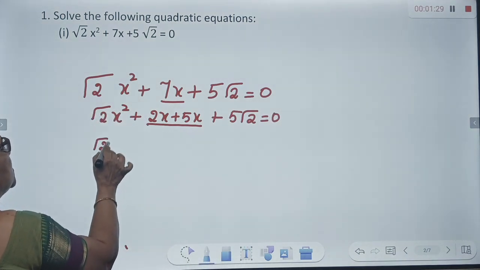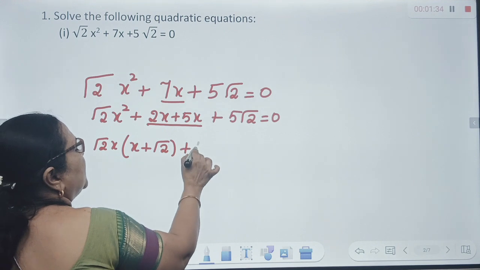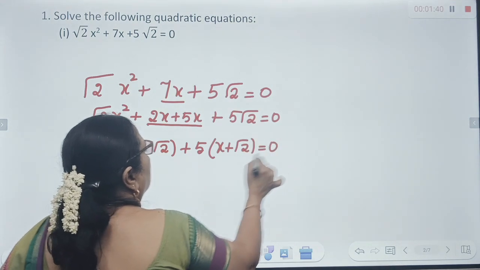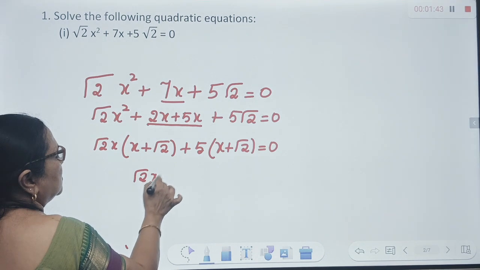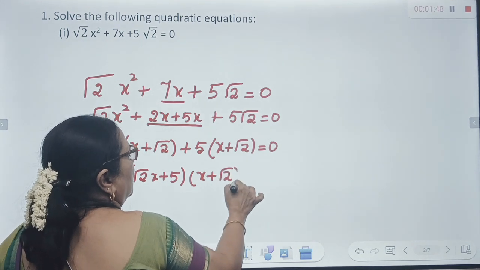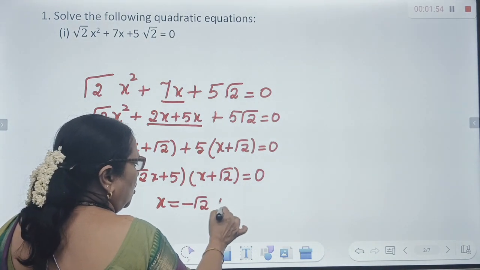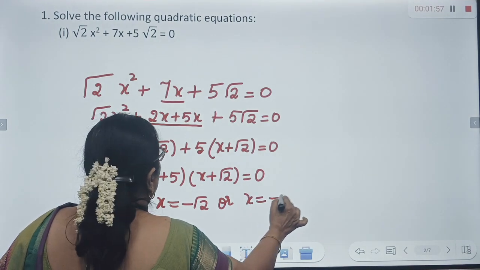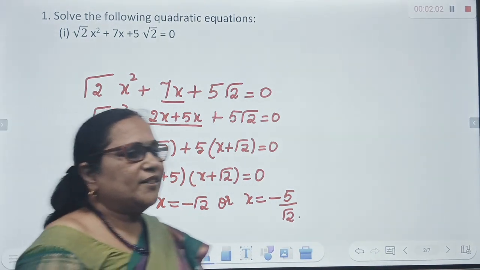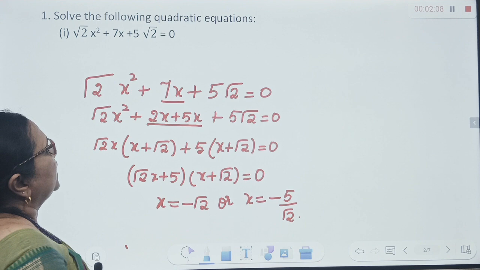Now root 2 x is common. So I will get x plus root 2. Here 5 is common. So again I will get x plus root 2 equal to 0. So root 2x plus 5 into x plus root 2 equal to 0. This implies x is minus root 2 or x is equal to minus 5 by root 2. So this is how we have solved. So one method of solving is by splitting the middle term. We were able to solve the quadratic equation.